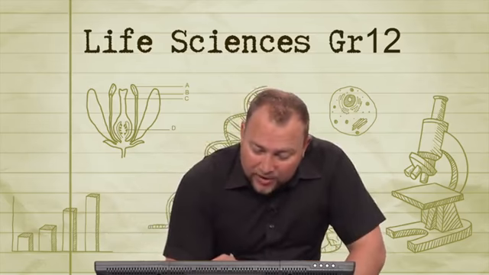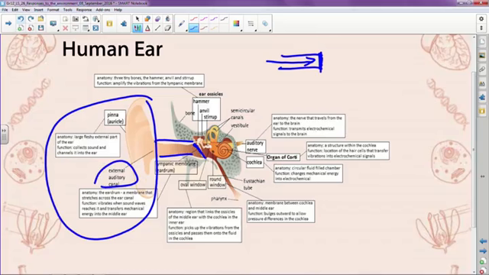Here we have your eardrum, as you can see. What the eardrum does is it vibrates. When it moves slowly, it gives those deep bass sounds. When it moves fast, it's the high-pitched sounds. Now, that eardrum is joined to three ear ossicles.